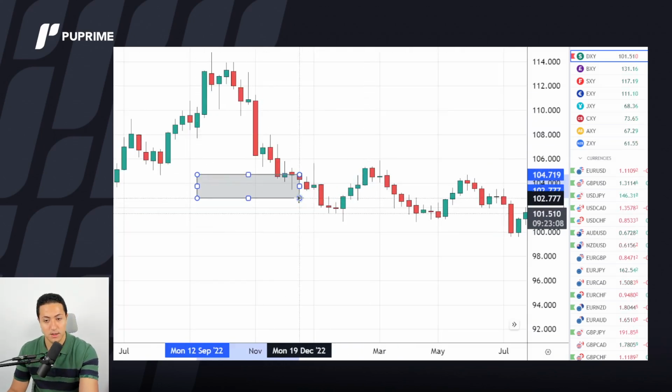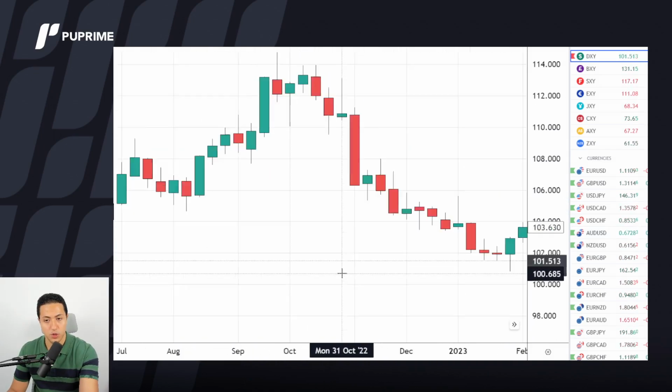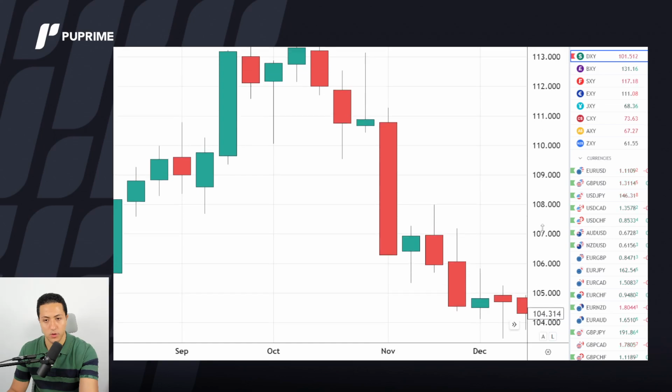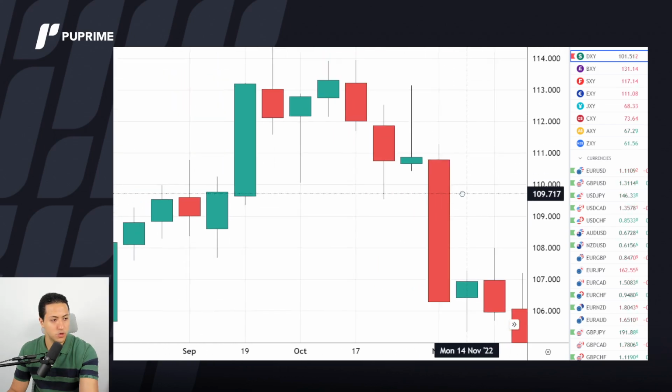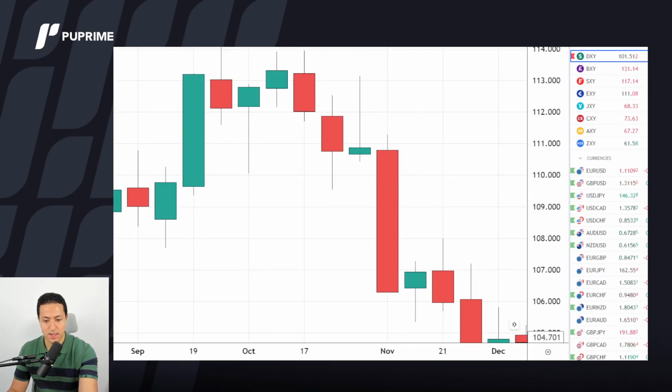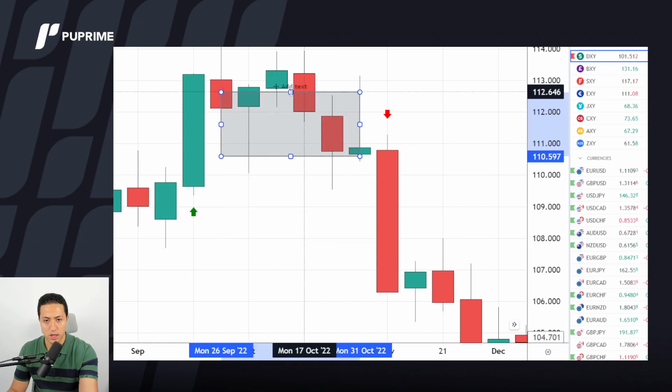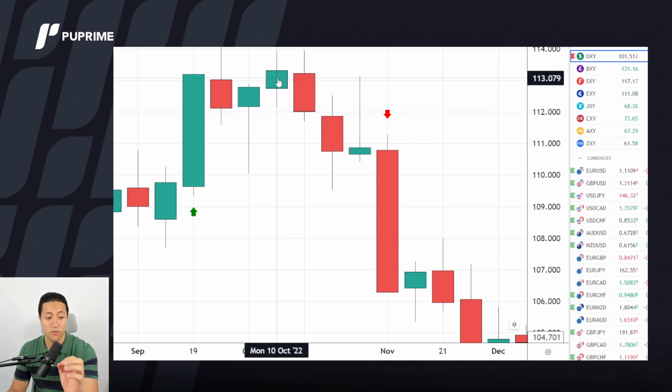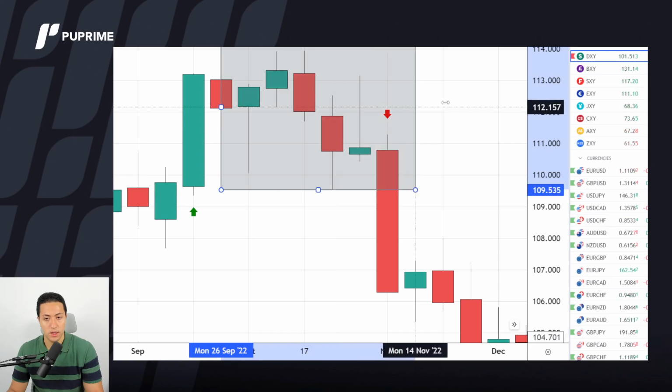As we said, let me just zoom in. Okay, it couldn't get any bigger than this. This is my explosive leg out. This is my explosive leg in. So I'm left with the candles from here to here. This is my base. Now, for the wide version, I will just go with the extremes, from the highest wick to the lowest wick. This is my base.